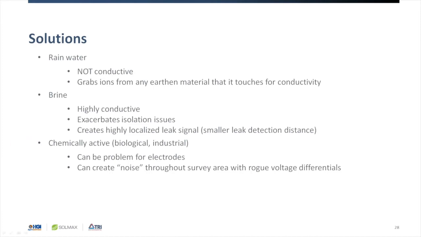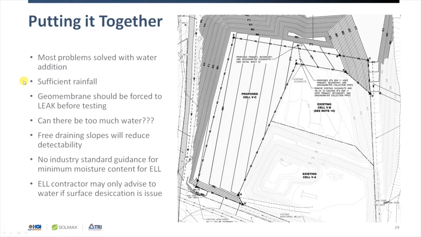For covered geomembrane testing, most of the problems that we encounter are solved with the addition of water. Usually a good rainfall is sufficient. How much rainfall is sufficient? Well, the geomembrane should be forced to leak before testing, ideally immediately before testing. So if you don't get a sufficient rainfall, you're going to want to add enough water to that cover material to cause the geomembrane to leak. What that's going to do is irrigate those dry geosynthetic layers, and it's going to overcome some of the poor contact issues that we've talked about, such as holes under wrinkles.